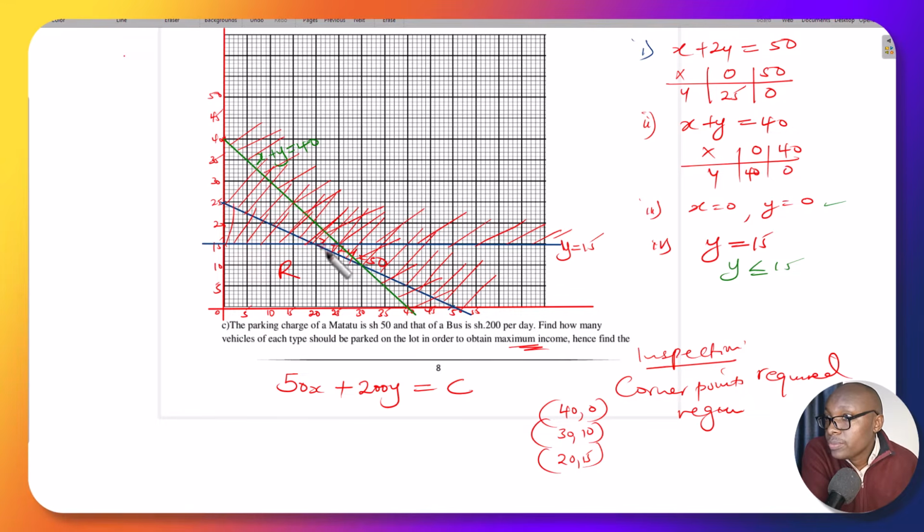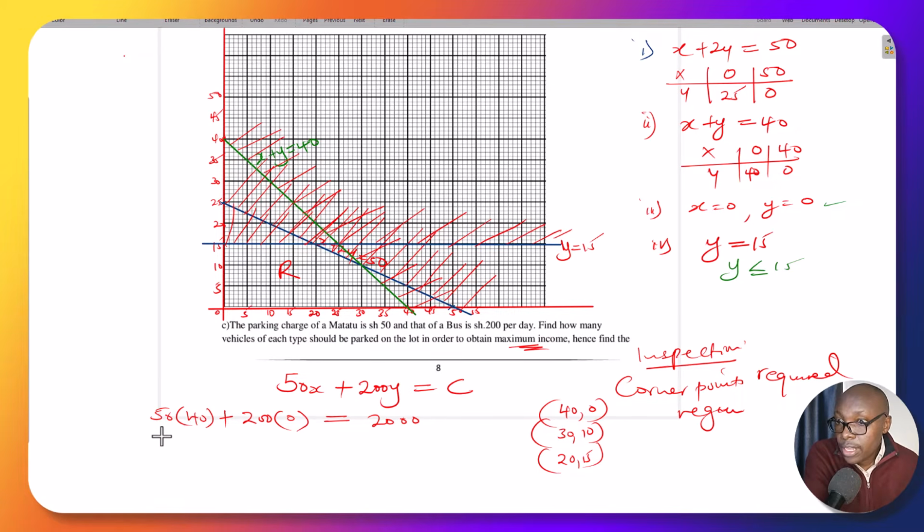So this point and this point here, at least those ones, when you test those ones, we can get the solution, the one that will give us the maximum. So you test the corner points of the required region. So we have 50. The first point, x is 40. And then 200, y is 0. So what profit do we get there? This is a calculator. This will give 2,000. That will give 2,000.